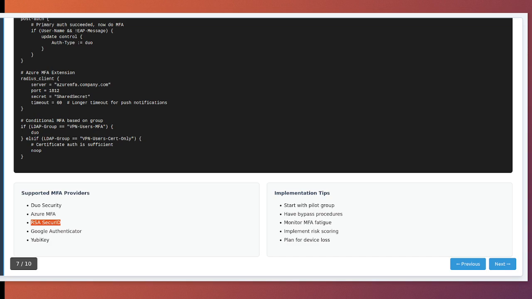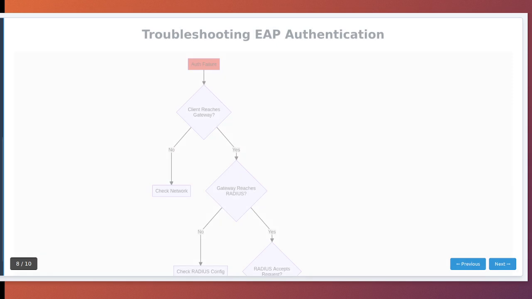Remember, MFA is only as strong as its weakest link. Implement proper enrollment procedures, have a secure recovery process for lost devices, and monitor for MFA fatigue attacks where users blindly approve push notifications. Troubleshooting EAP authentication.